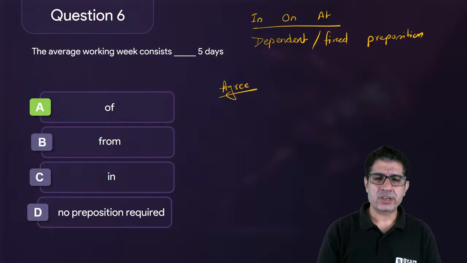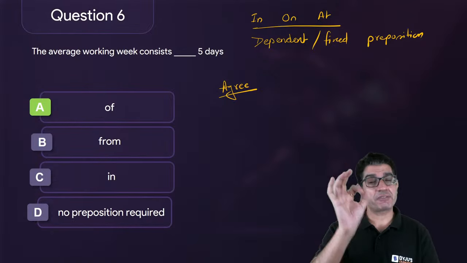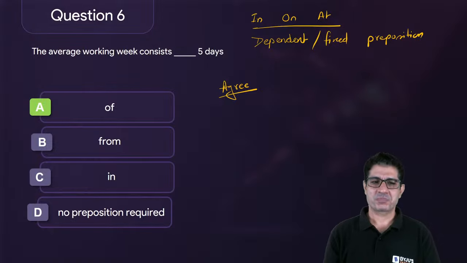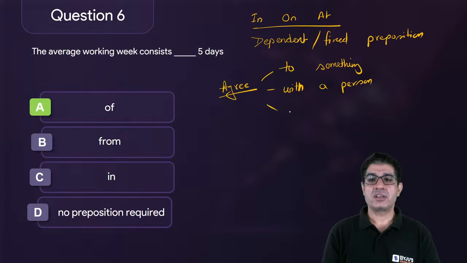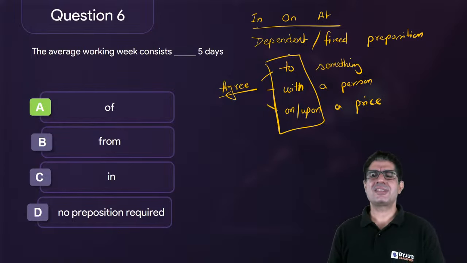Sahil, all that I can tell you here is that consists is an intransitive verb. And intransitive verbs cannot have an object coming after them, so you definitely need a preposition here. Okay, so agree to, agree with. Yeah, Atashi is even better. You agree to something. You agree with a person. You agree on or upon a price. So there is no formula here, right? So you either know or you don't.